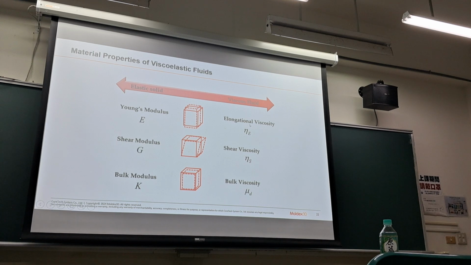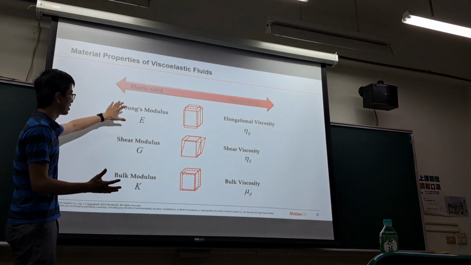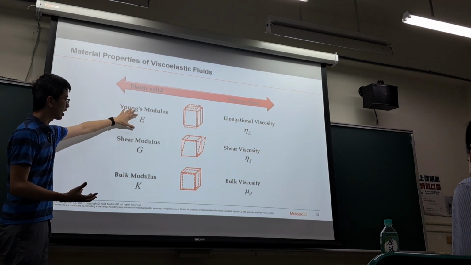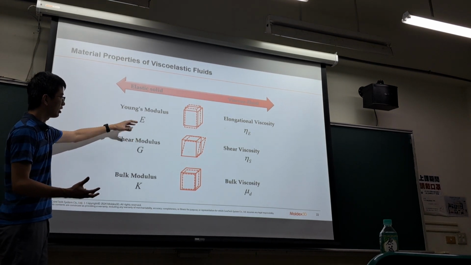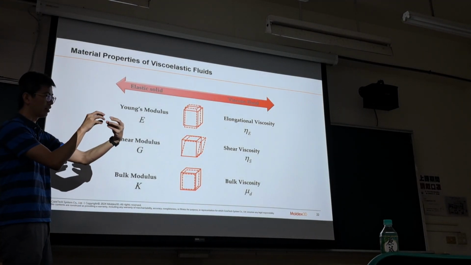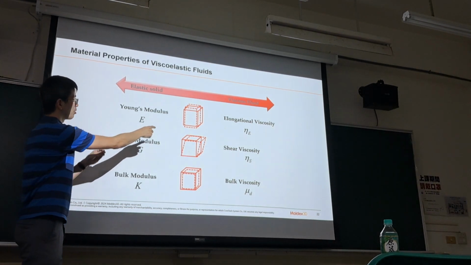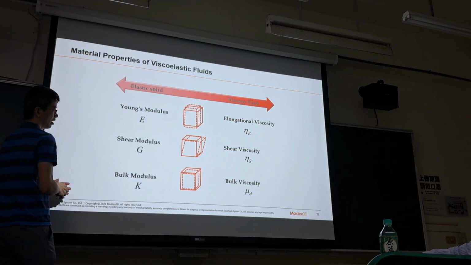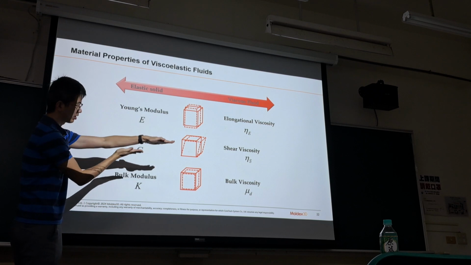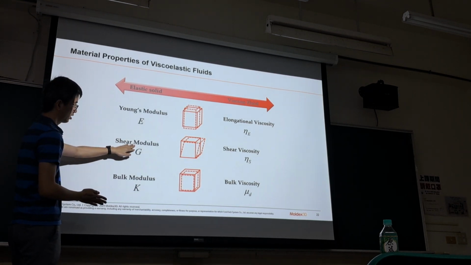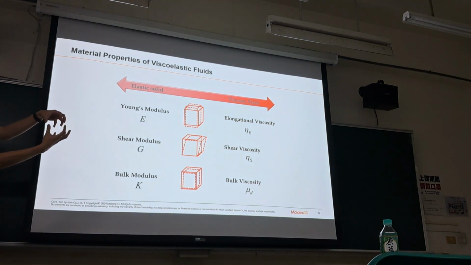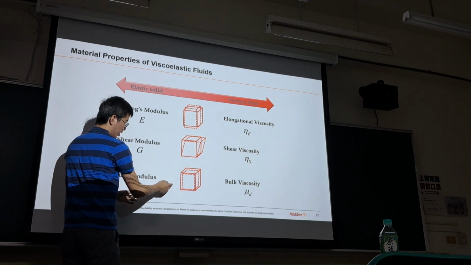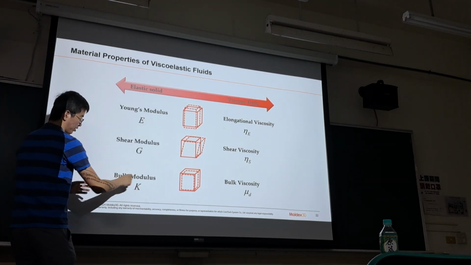Maybe I use this slide. So the powder is like a solid, right? For the solid, those are the properties you may have. If you apply elongation or the normal stress, you can measure the Young's modulus. And if you apply the shear stress, you can measure the shear modulus. And if you compress the powder or compress the solid material, the volume will change, so you can know the bulk modulus.